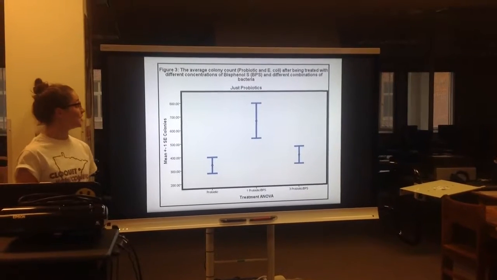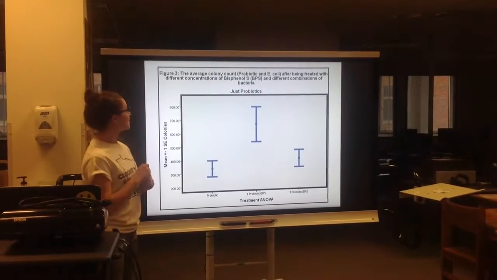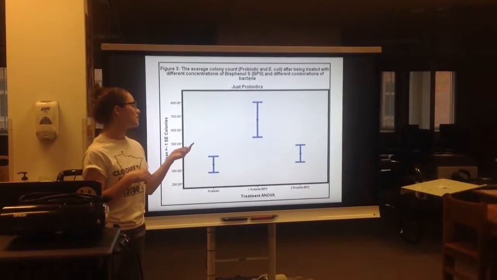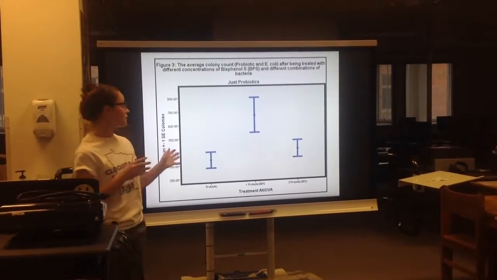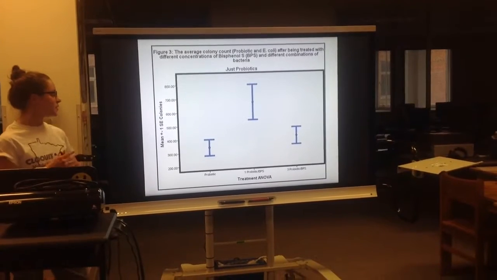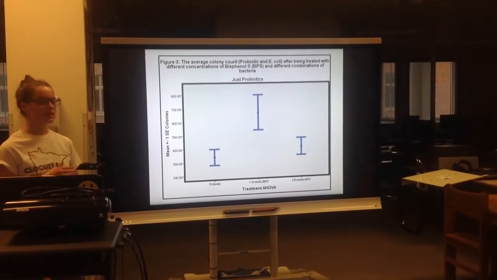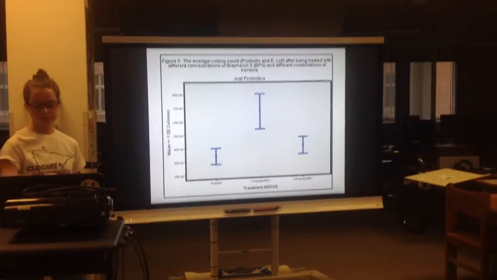Figure 3. The average colony count of probiotics and E. coli after being treated with different concentrations of bisphenol S and different combinations of bacteria. This is just the probiotics when taken out of the first 2 graphs. As you can see, overall there was no significant difference when BPS is exposed to just probiotics.